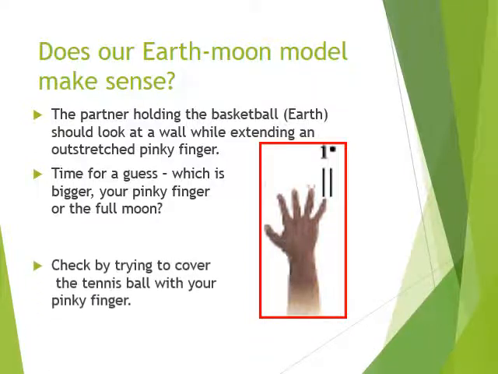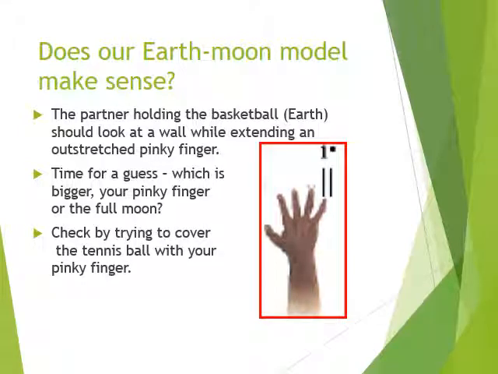So if you recall, when we talked about eclipses, the moon's angular diameter is only 1/2 degree. So if your pinky is at 1 degree and the moon is only supposed to be 1/2 degree, then your pinky should easily cover the moon. So I encourage you to try it out.